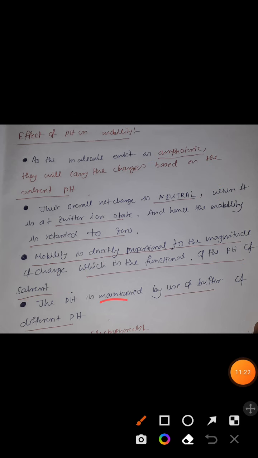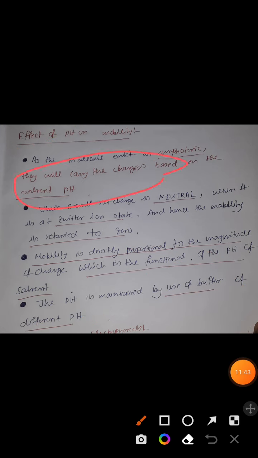Now the pH is maintained by use of buffer at different pH. So for the kind of charge that we want to set, we can choose the buffer accordingly. Again, proteins are amphoteric in nature, so they will carry charge based on the solvent pH. So that is the idea.